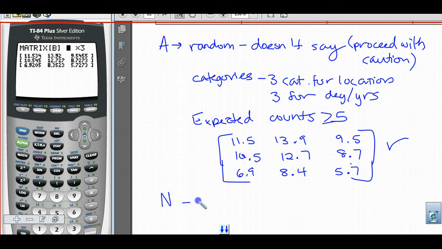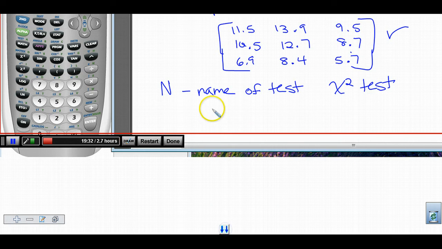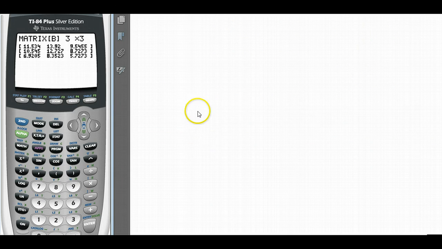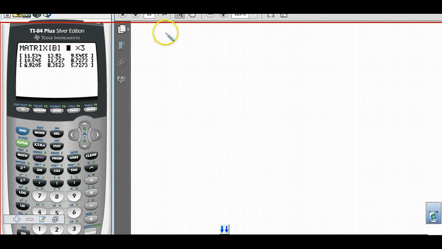N, the name of the test, which is a chi-squared test, or you can say chi-squared test of independence. Let's do the next one, phantoms. So we're doing T, which is our test statistic.